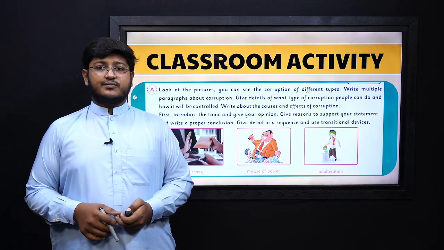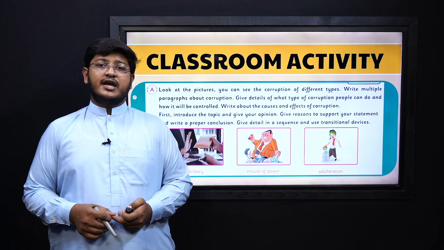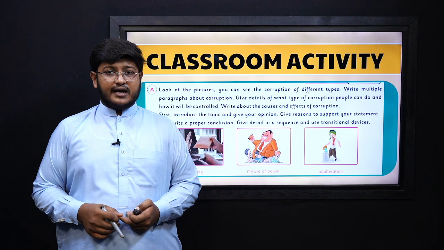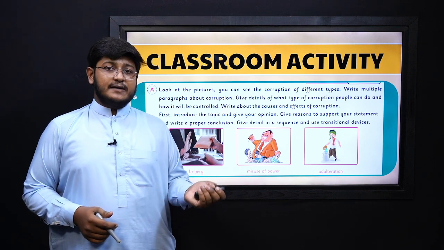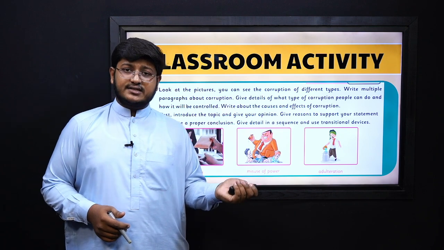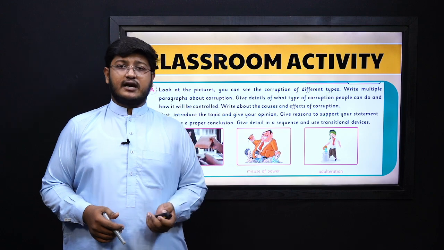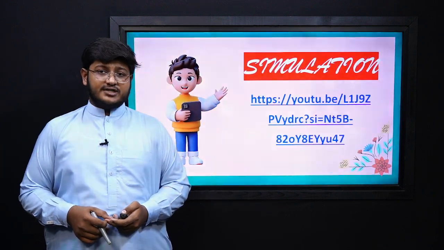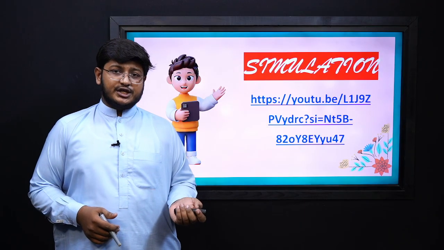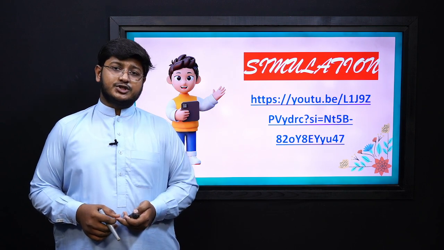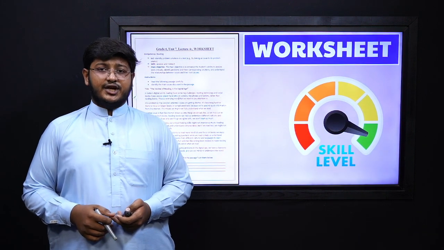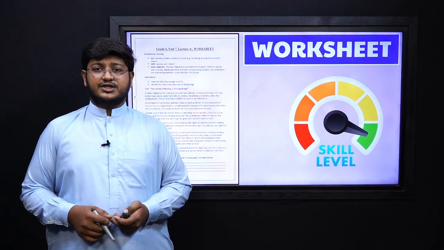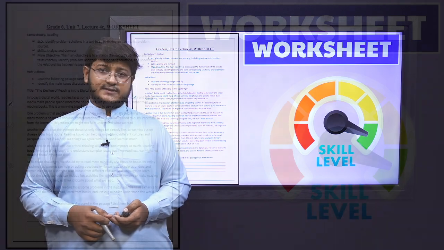So here is the classroom activity. In this classroom activity, you have to write multiple paragraphs on the main theme of corruption, and there are three sub themes, three sub ideas on which you have to write paragraphs. Let's go further. Here we have a simulation. Through watching this simulation, you will definitely enlarge your understanding of paragraph writing. Here is the worksheet. Pause the video and attempt this worksheet on the basis of your previous knowledge.